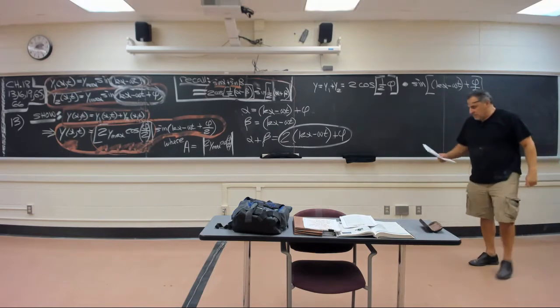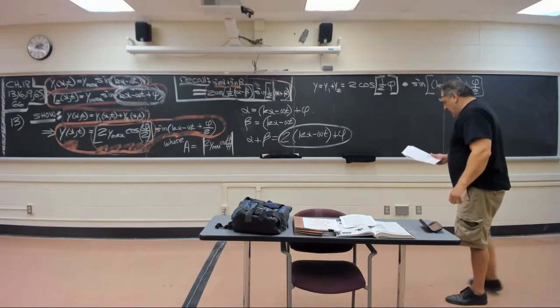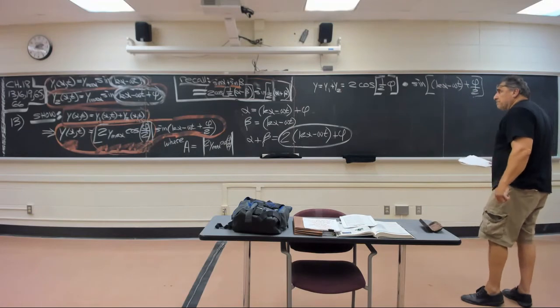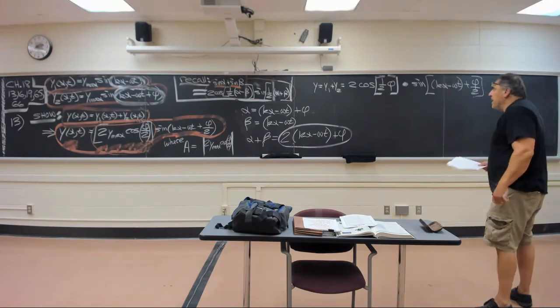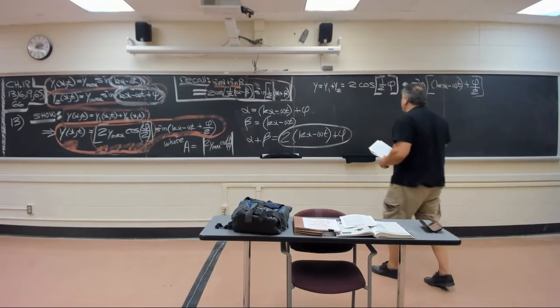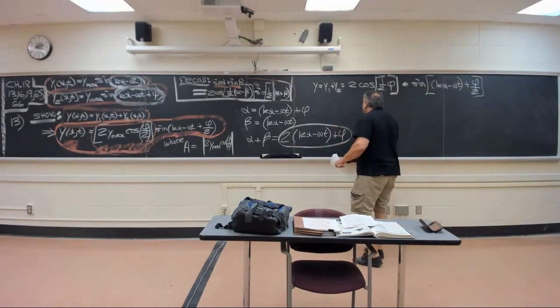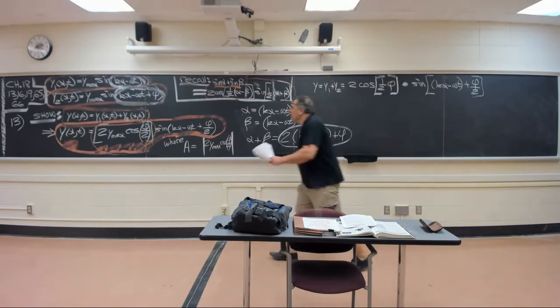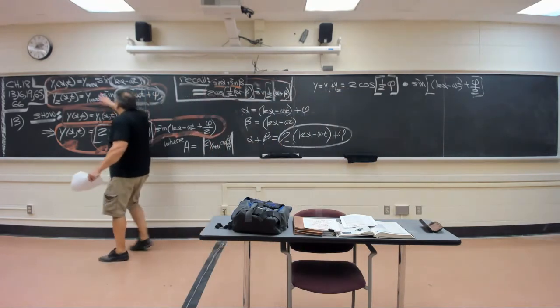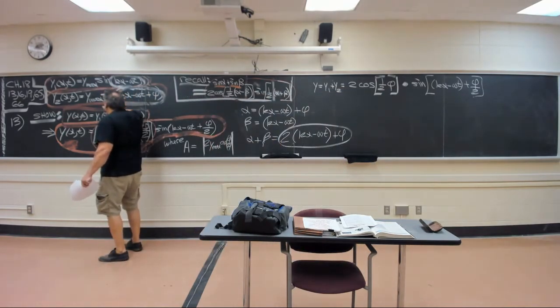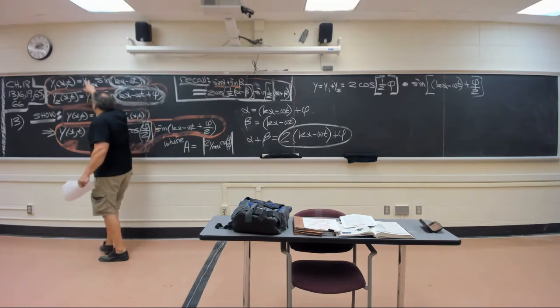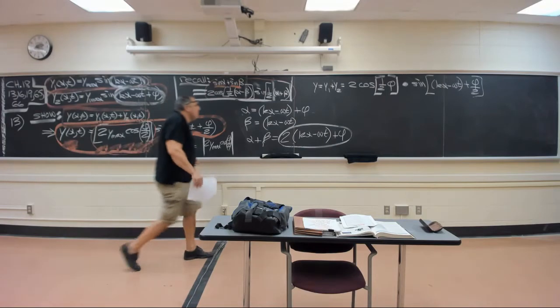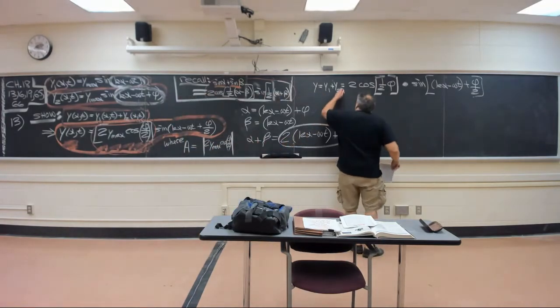Yeah, absolutely true. Yeah, it's true enough. Yeah, it sounds pretty true to me. Oh yeah, there's one little thing. That's true when you do this. This would be true if it was just sine of kx minus omega t and sine of kx minus omega t plus phi. There's a y max in front of both of them.